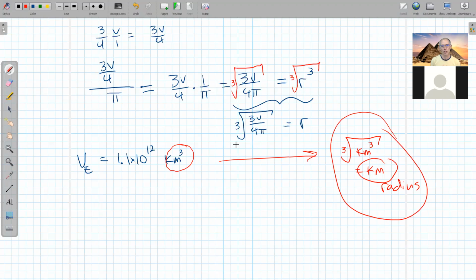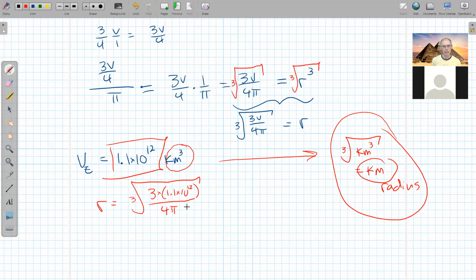So I'm not going to plug the kilometers cubed into the formula. I'm just going to plug the number in. So then the radius of the Earth is going to be the cube root of 3 times 1.1 times 10 to the 12th divided by 4 pi. And on my Google calculator, I'm going to need to put this in parentheses because Google calculator doesn't stack these. If your calculator stacks these, you don't need the parentheses. So it depends on your calculator. So let's see if we match answers.